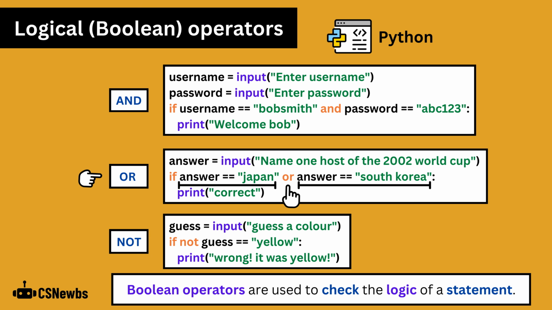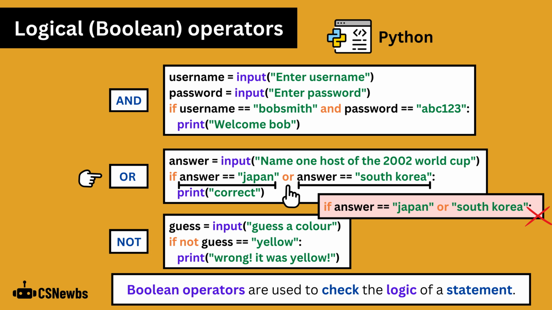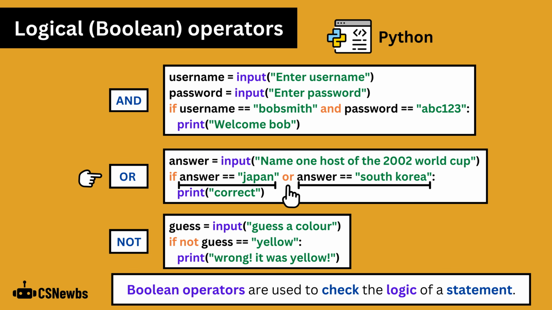Note, even if you're using the same variable, you must write its name out again. If answer is equal to Japan or South Korea would not be correct. It must be if answer is equal to Japan or answer is equal to South Korea. Finally, the not operator reverses a condition. So if not guess is equal to yellow is the same as if guess is not equal to yellow.